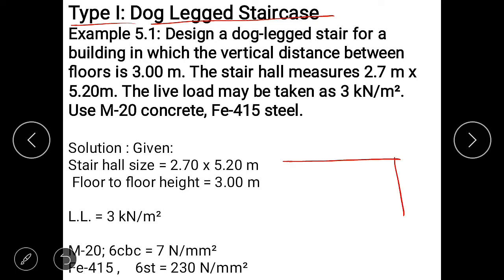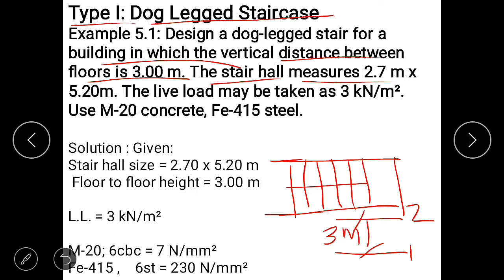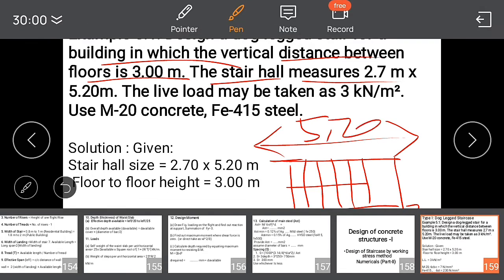Diagram of the dogleg staircase, like that. This staircase is called a dogleg staircase for a building in which the vertical distance between floors is 3 meter, meaning here the first floor and here the second floor, this vertical distance between floors is 3 meter. The stair hall measures 2.7 meter and 5.20 meter, meaning this distance is 5.20 meter.